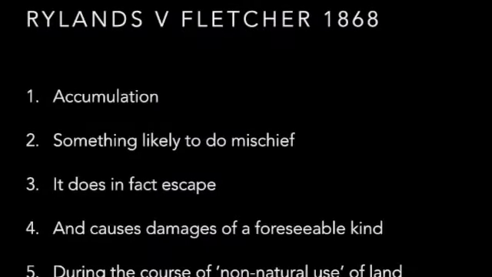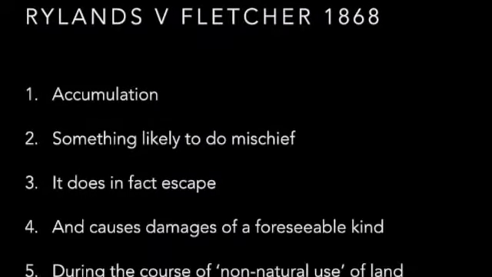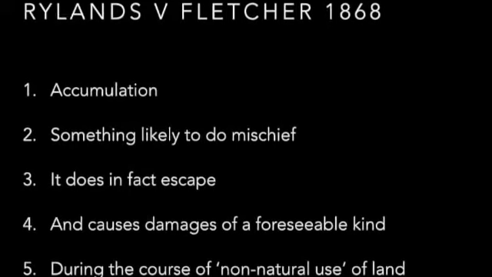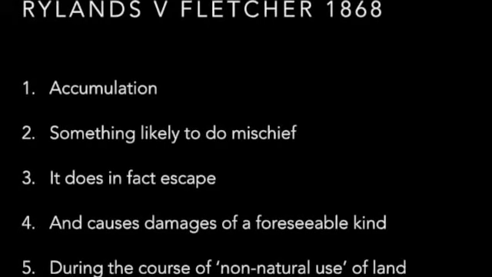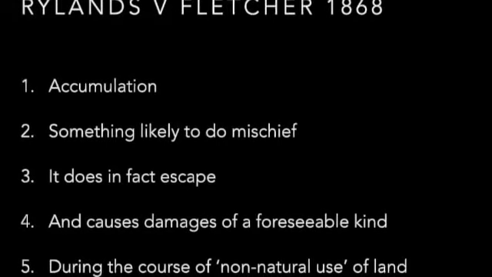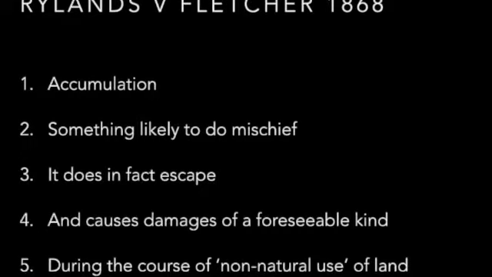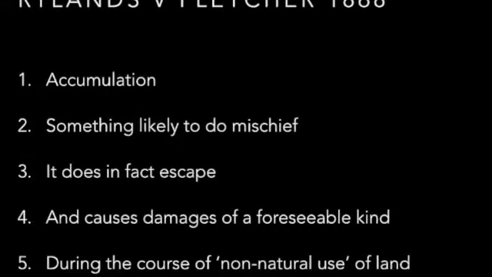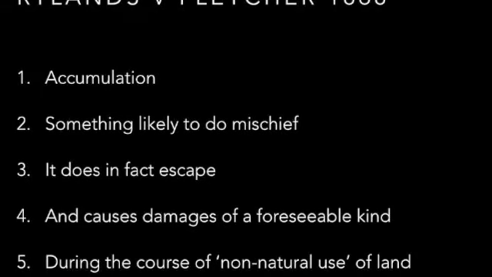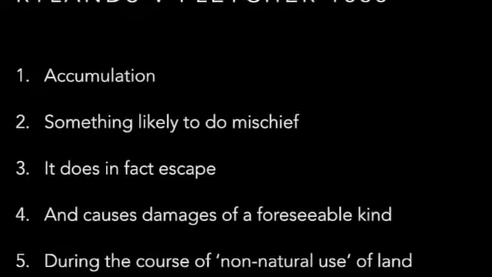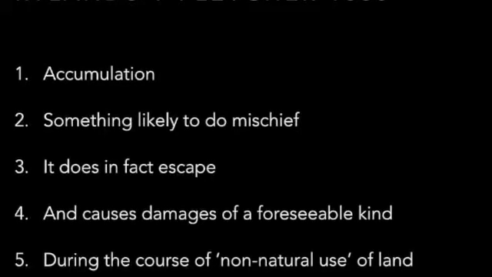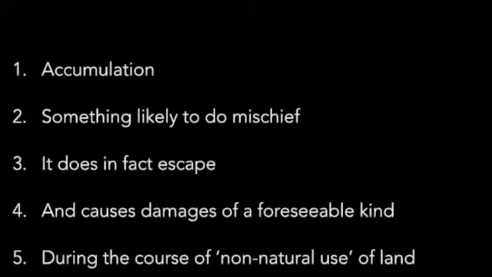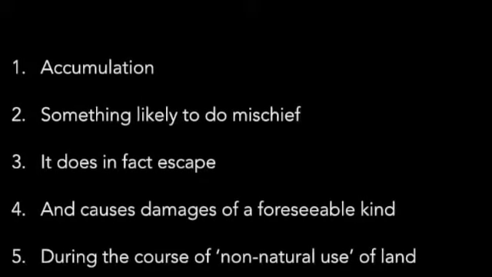The case of Rylands and Fletcher, 1868, established a new tort, which was also a subspecies of the tort of private nuisance. It provided liability for defendants who accumulated something on their land which was likely to do mischief, and this in fact escapes and does mischief and causes damage of foreseeable type, all in the course of a non-natural use of land. Thus, the tort of Rylands and Fletcher can be separated into 5 components.